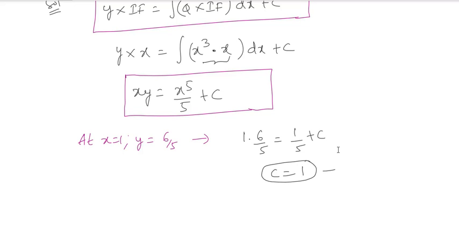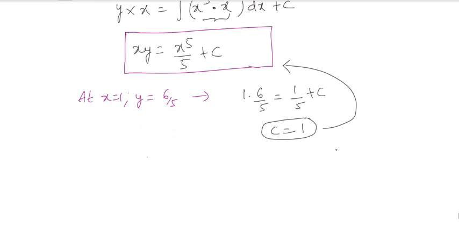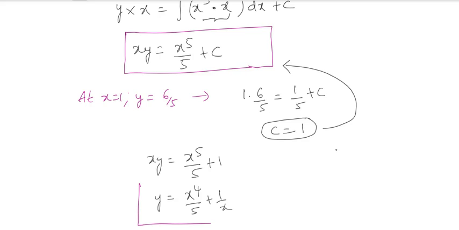So now substitute that c value in this. So that is xy equivalent to x^5/5 + 1, the c value. Am I correct or not? So now y will be the division of this: that is x^4/5 + 1/x. So this is the final solution for the corresponding linear differential equation with the conditions they had provided. Am I right or not? Yes or no? Yeah, that is how you have to do it.